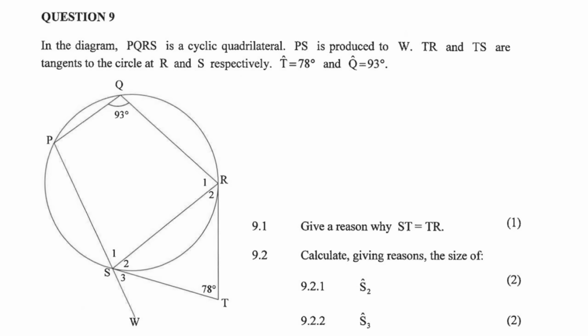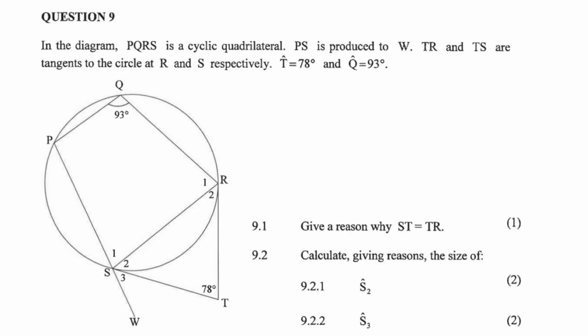In this question we are given a cyclic quadrilateral PQRS. They tell us that TR, so here's TR, and TS, are tangents to the circle. Okay, so those lines are tangents, that's excellent. And angle T is 78, we see that, and angle Q is 93, we can see that. So the first question, for only 1 mark, give a reason why ST is the same length as TR.